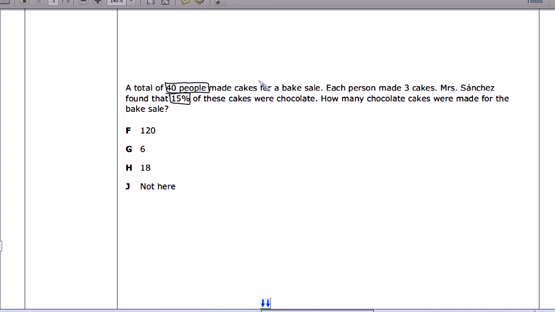Now, we know that there are 40 people and each person made 3 cakes. So how many cakes were there total? To find the total cakes, you have to multiply 40 people. Each one of them made 3 cakes. That's 120 total cakes.